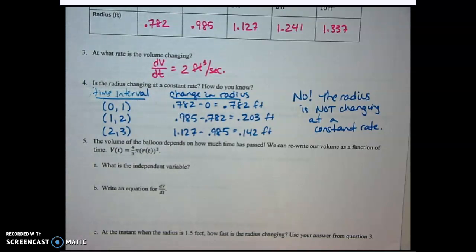The volume of the balloon, number 5, depends on how much time has passed. So we can rewrite our volume as a function of time. We basically have the same function, V equals 4/3 pi r cubed. It's just that we have a time variable in there. So what is our independent variable? After you determine that, pause the video, and then I'd like you to write the equation for dV/dt. In other words, differentiate that equation with respect to time. Don't forget to use your chain rule.